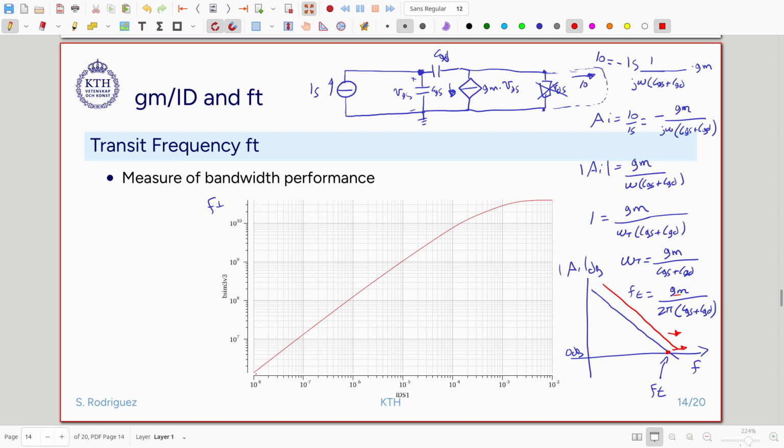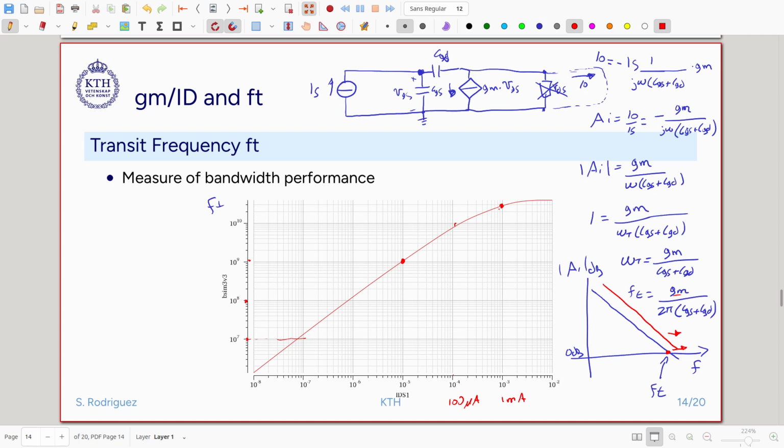If we see, for instance, for very small currents here, the FT is just tens of megahertz. Okay, tens of megahertz here, we have 100 megahertz here, we have 1 gigahertz. So if I need performance in the gigahertz range, I will have to put in a lot of current. This is 100 microamps. If I have to go to dozens of gigahertz, I will probably have to put in milliamps.